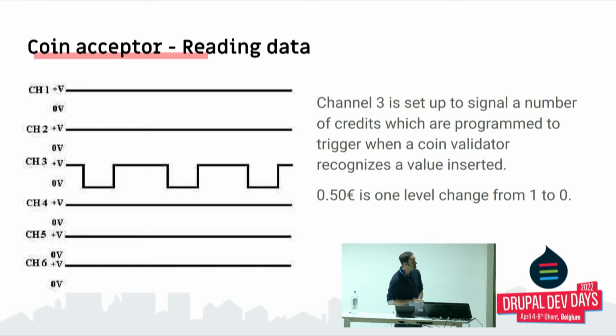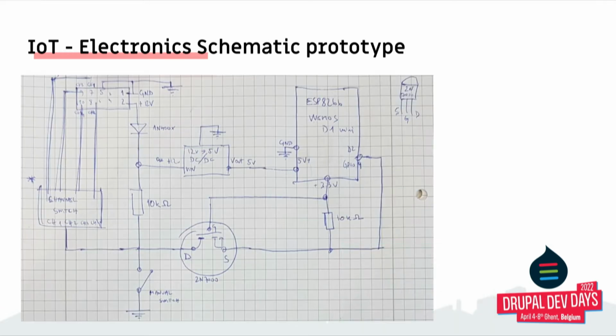This example is if you put in 1 and those are 3 signals here, it would actually mean that you put in 1.5 euros, in our example, where we set it up to 50 cents per credit. Okay, so the next thing. So now we know the devices.